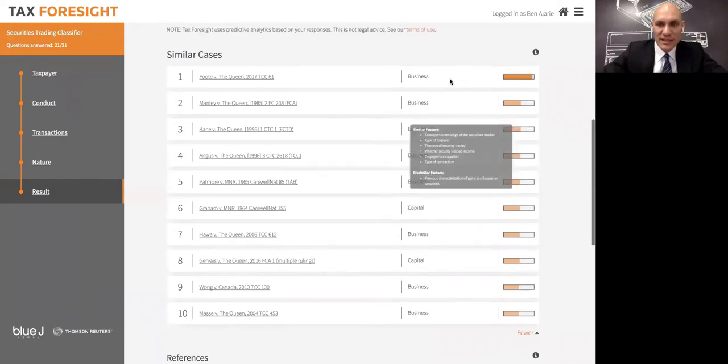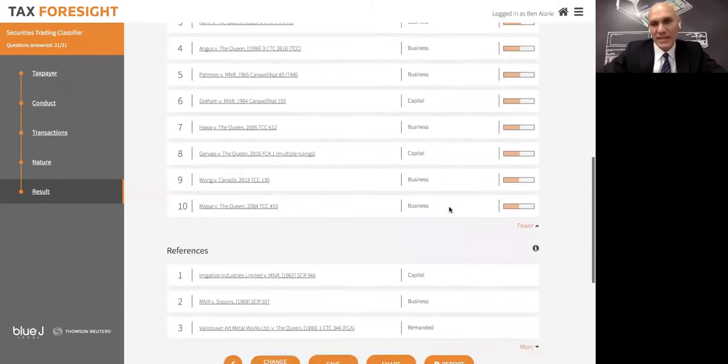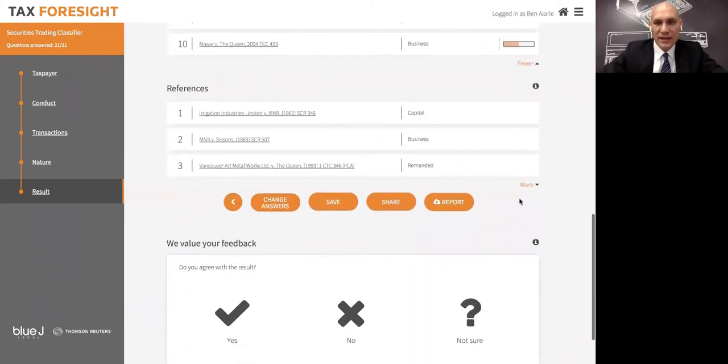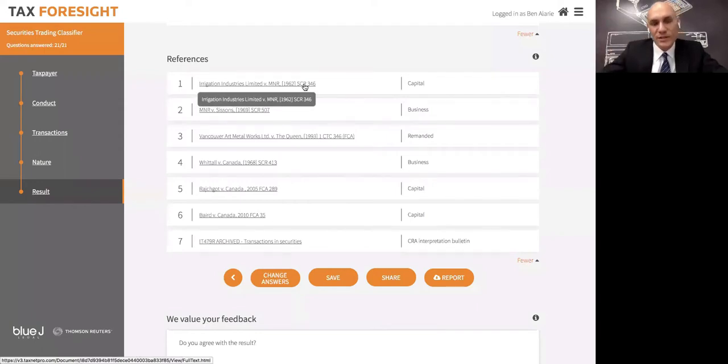Casually, you can look at this list and say, hey, look, most of these cases are being treated by the courts as giving rise to business income. There are a couple that went the other way, went on account of capital. So that kind of contextualizes that 86% finding coming out of the classifier. It makes sense in that light. Here are the leading cases in the area. This is the irrigation industries case that I mentioned earlier. If I click on any of these links, it'll take me out to TaxNet Pro. I can read the full text of the judgments there.